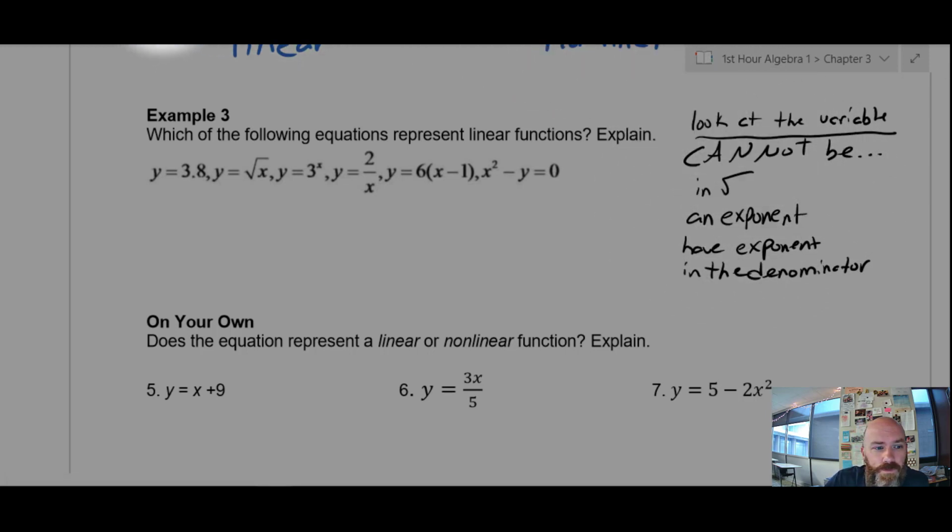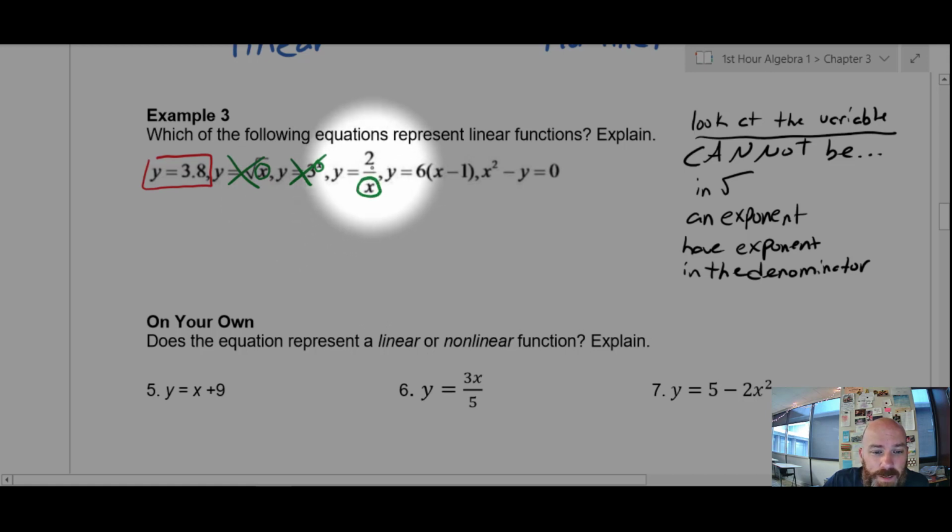So let's look at this first one. Y equals 3.8. Notice there's no variable in square root symbols. There's no variables with exponents. There's no variables as exponents. There's no variables in the denominator. So this one works. So I might circle that one. Notice this next one, I have a variable inside of a square root function, so it doesn't work. This next one right here, I have a variable as an exponent. Doesn't work. This next one, I have my variable in the denominator. Doesn't work. And if you ever go back and we graph those, when we show you how to do it in the graphing calculator, they will make curves. They're not going to make lines.